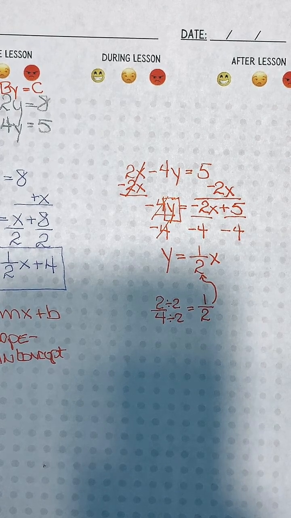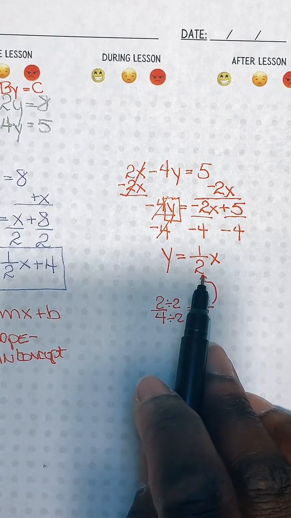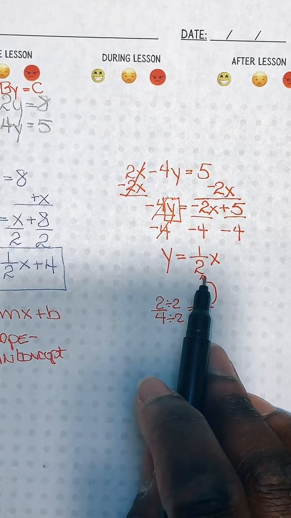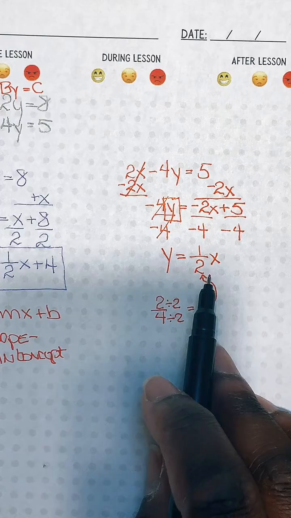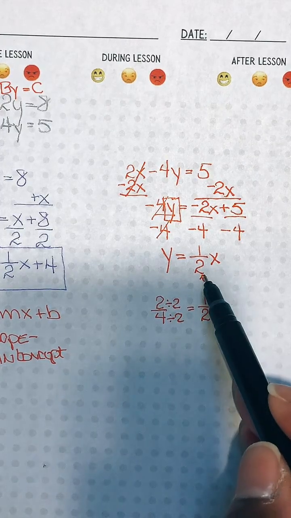Right. 0.5 is the same as 1/2. Can I still use this as a point? I wouldn't, because that's your slope. Because you're going to graph, it's kind of hard for you to graph 0.5. Right? It's easy for me to graph up 1 to the right 2.